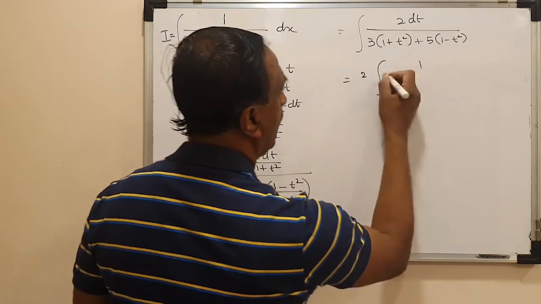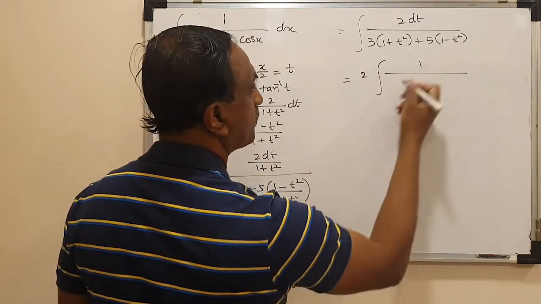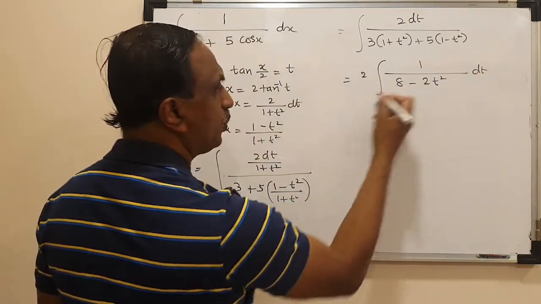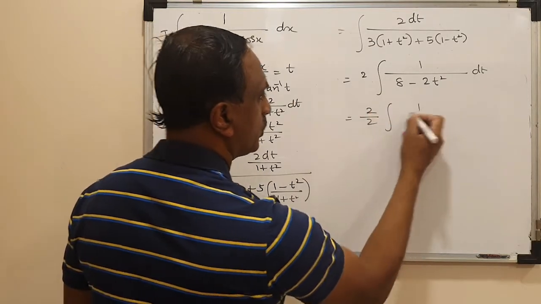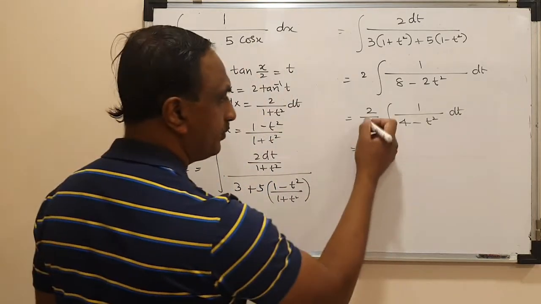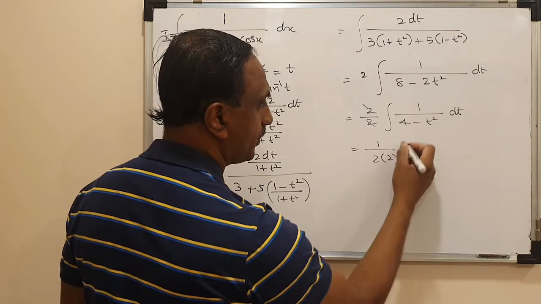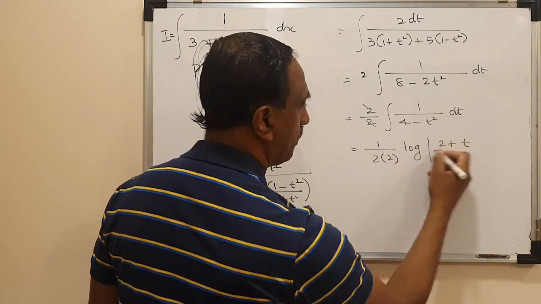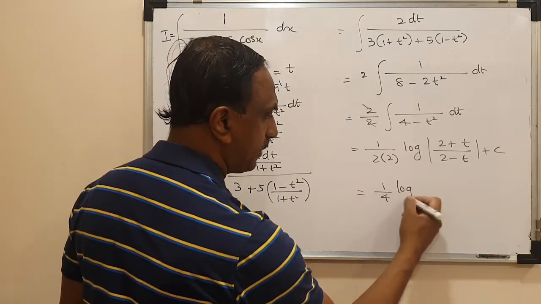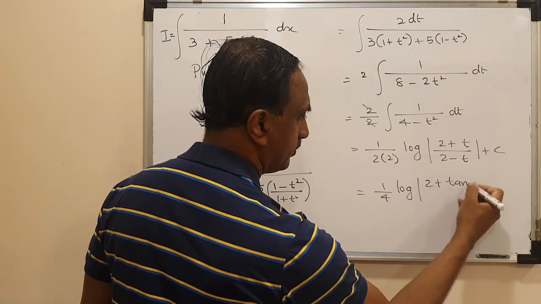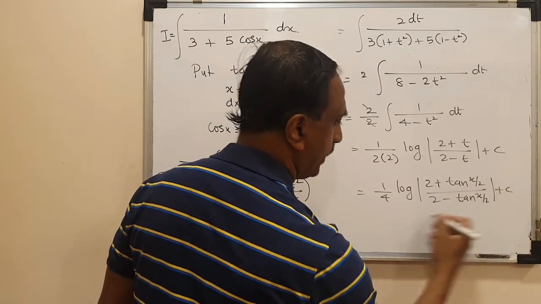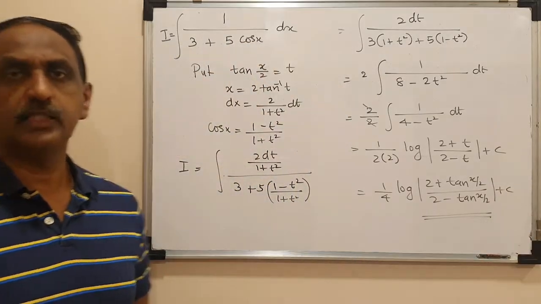So 2 goes outside, integral 1 upon 3 plus 3t square minus 5t square, so 8 minus 2t square. You can take a 2 common and cancel it off. So 1 upon 4 minus t square dt. Now you can apply the formula 1 by 2a log of 2 plus t upon 2 minus t plus c. Now t can be replaced by tan x by 2 and that becomes your final answer. This is how we can complete this problem.